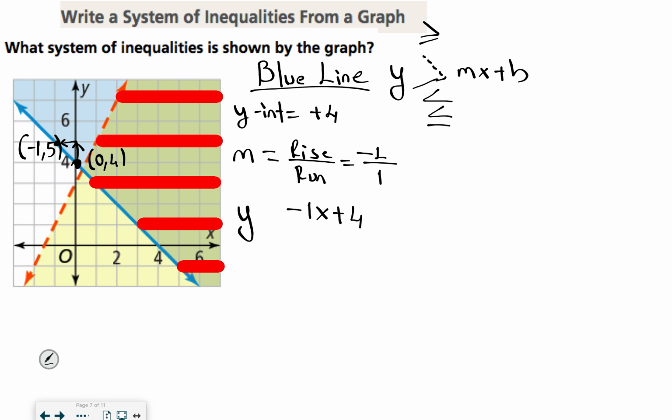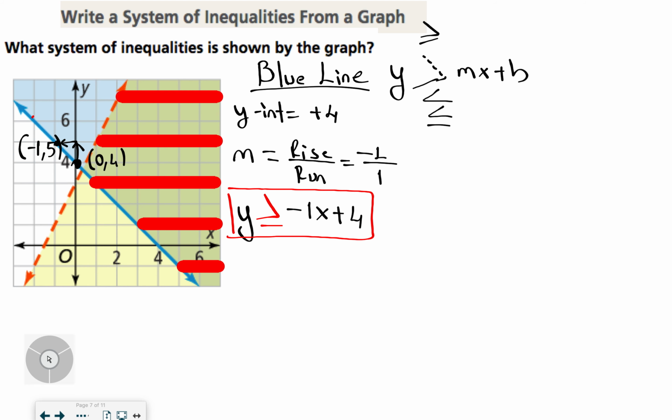Now we need to determine the inequality symbol. How? Step 1. Are you going to shade above the line or below the line? As you see here, we are shading above the line. This is the reason it's going to be greater. Now, am I going to put an equal sign or not? How am I going to understand? Check your line. Is your line solid or dashed? Since this is the solid line, my inequality belonging to the blue line is y is greater than or equal to -x plus 4. I found the equation of the blue line.